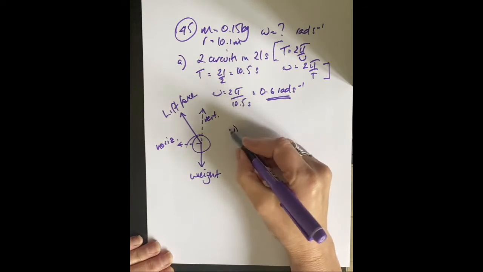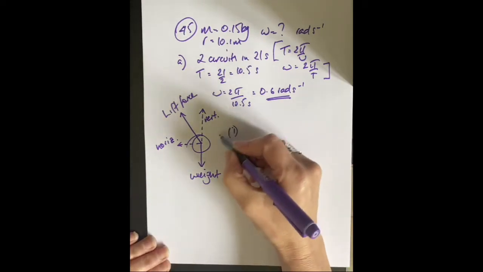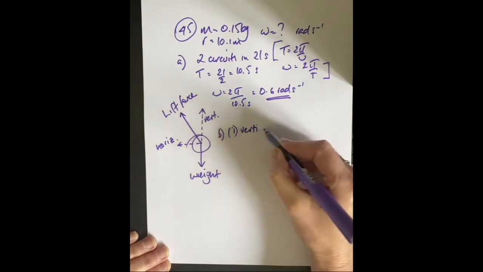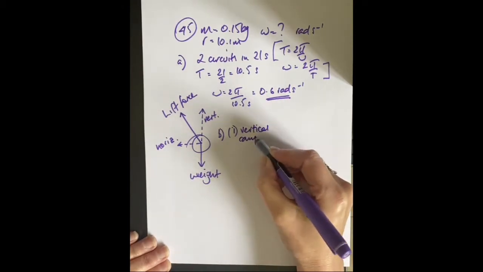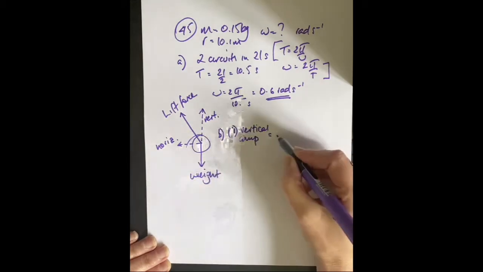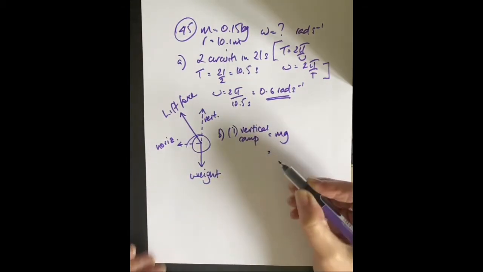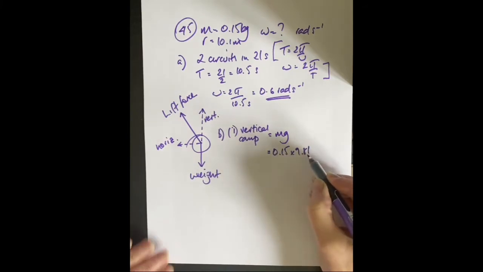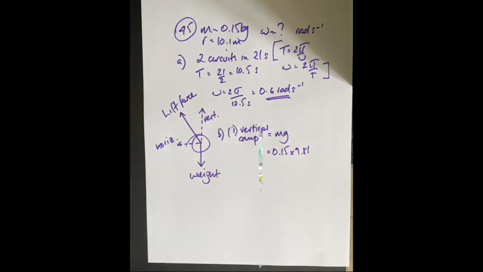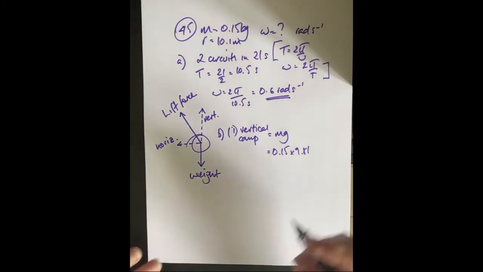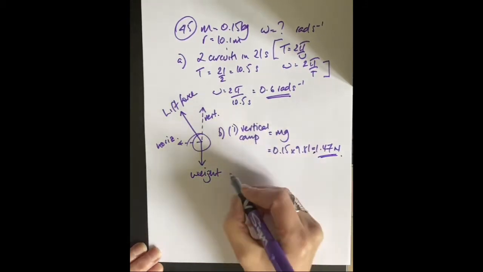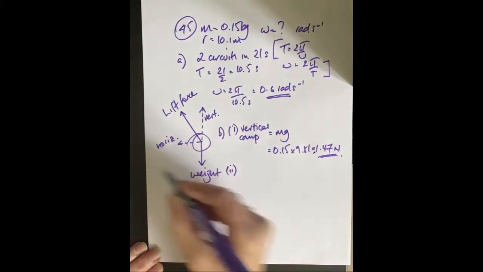So what are we asked? This is part B. We're asked for the vertical component, which is equal to the weight, which is mg. All right, so that's 0.15 kilograms times 9.81, and that is 1.47 newtons. Oops, equals 1.47 newtons.